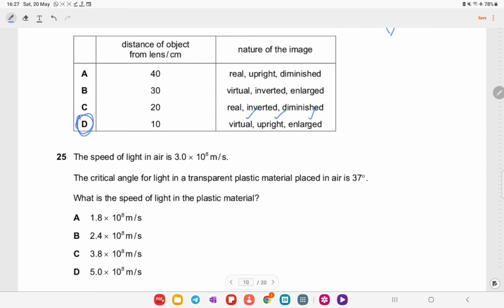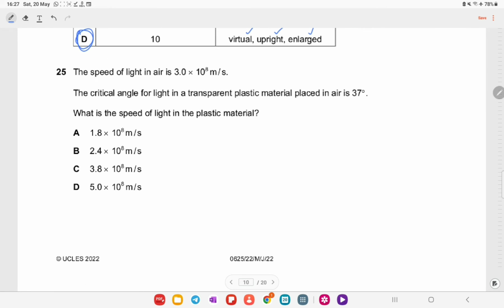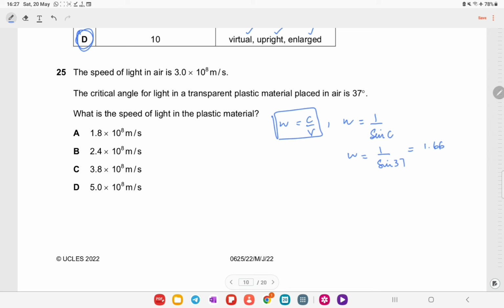The speed of light in air is 3 times 10 to the power 8 meter per second. The critical angle of light in a transparent plastic material placed in air is 37. What is the speed of light in the plastic material? So first we have two formulas for refractive index, and this is going to be 1 over sine c. The critical angle is given over here, so we are going to use that to find sine 37, which is going to be 1.66. And now we are going to apply this formula to find the speed of light in plastic.